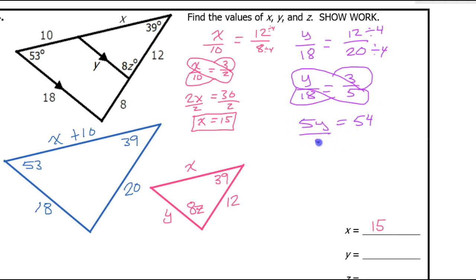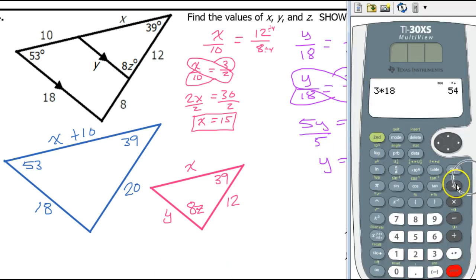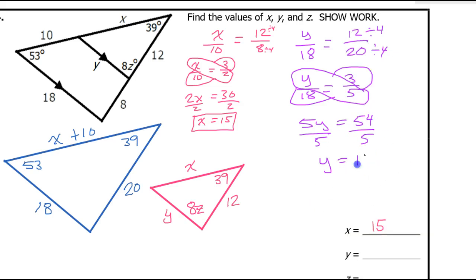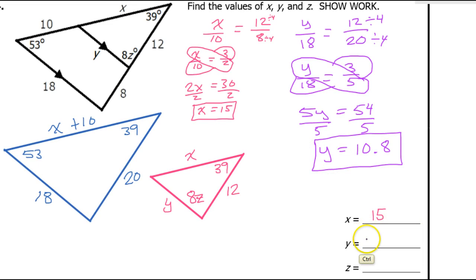And then I'm going to divide both sides by 5. So this is going to be a decimal. And I hope I didn't make a mistake somewhere along the way, but I'm getting 10.8. I always get a little bit nervous when I get a decimal, even though there's nothing wrong with decimals. Sometimes it means I made a mistake. Okay, 10.8. So that just leaves z.